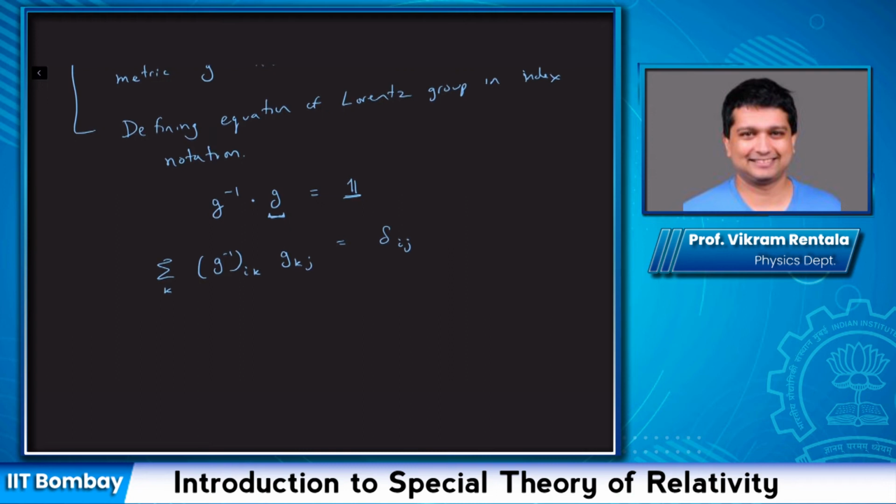And now we'll switch over to Greek letters. So we'll write the right hand side as delta mu nu. G KJ we'll write as G nu alpha, and G inverse will be written as G inverse mu alpha.